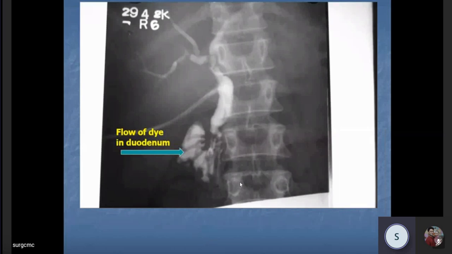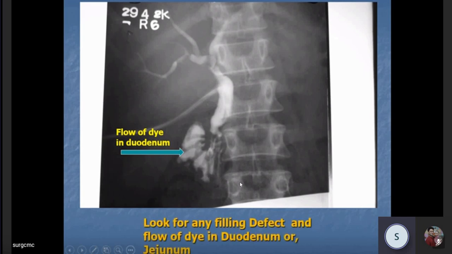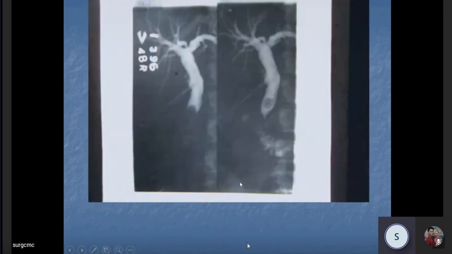So this is a T-tube cholangiogram. T-tube, dye is going up, dye is going this way. This is the right side, and dye is freely flowing into the duodenum. That is, you are happy that there is no obstruction. I haven't left any stone inside. Look for any filling defect or flow of dye. Those are the two things.